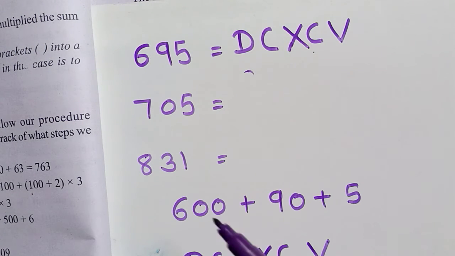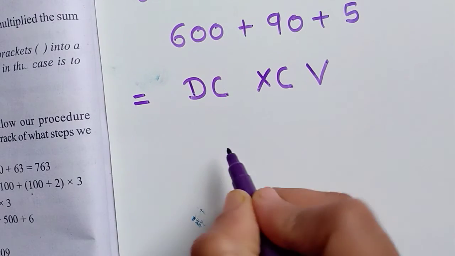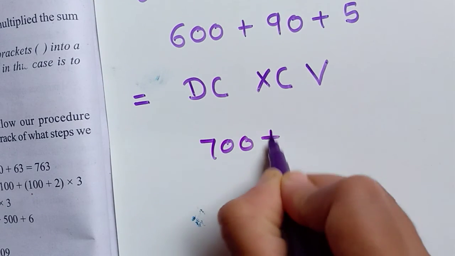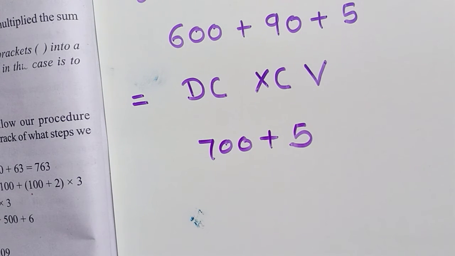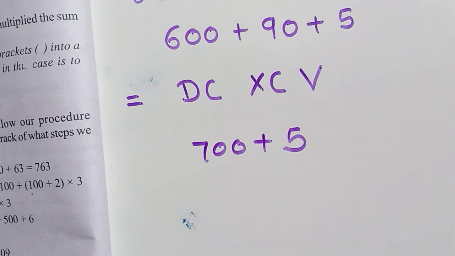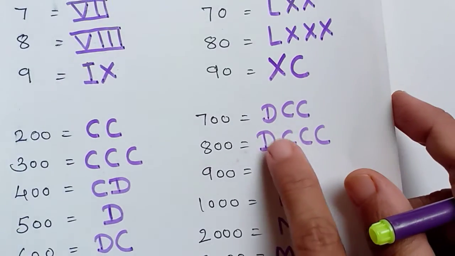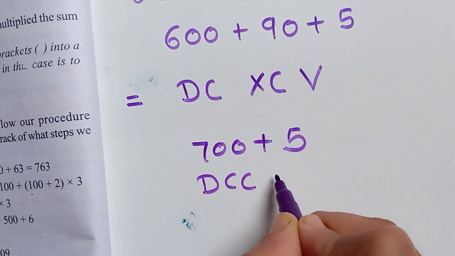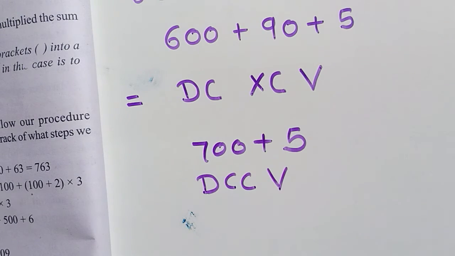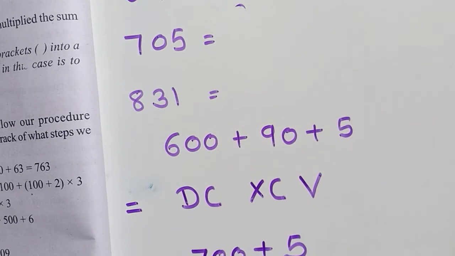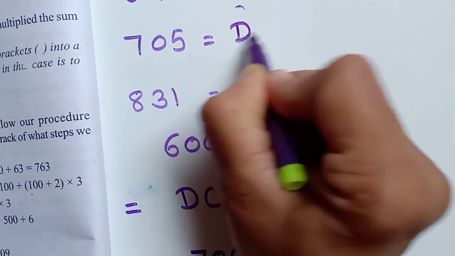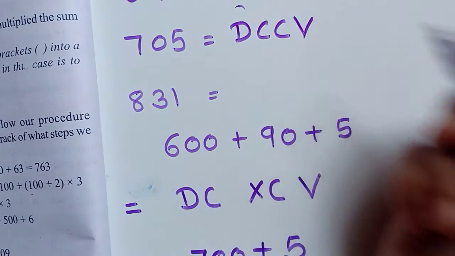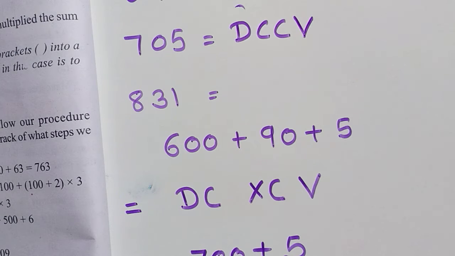Now let's see how to write 705. Expand 705, it is 700 plus 5. So just now we have written for 700 DCC, can you see here? So it is DCC and V for 5. So 705 is simply written as DCCV. Doesn't matter the number is so large, just expand that number.